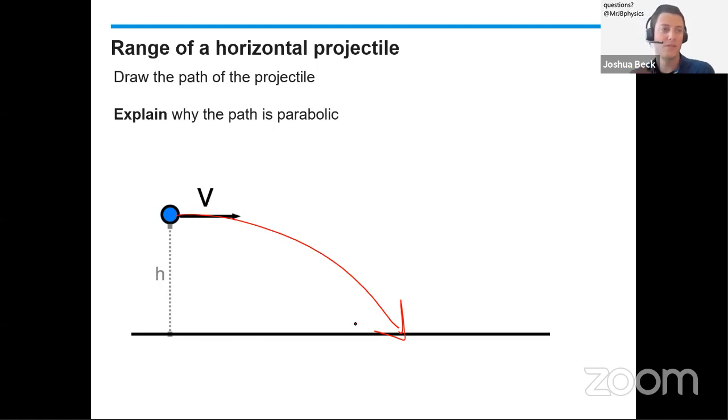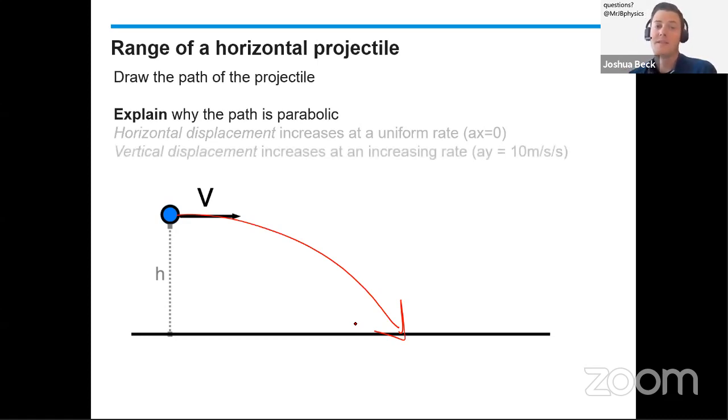See, we have motion on two different axes here, an x-axis and a y-axis. The horizontal displacement is increasing at a uniform rate. There's a horizontal speed, there's no acceleration, so that speed isn't changing. That means my displacement is accumulating at a uniform rate horizontally. But vertically, that displacement is going to start increasing at an increasing rate. The rate of that displacement is our speed, and that's going to be increasing. So I have uniform motion on my x-axis, accelerated motion on my y-axis, so I end up with a parabola.